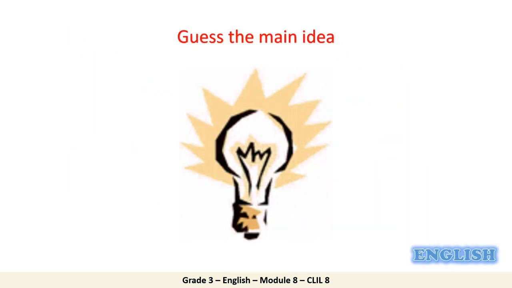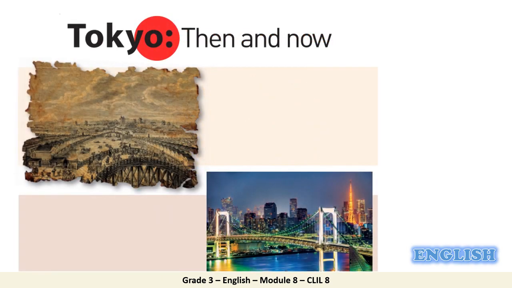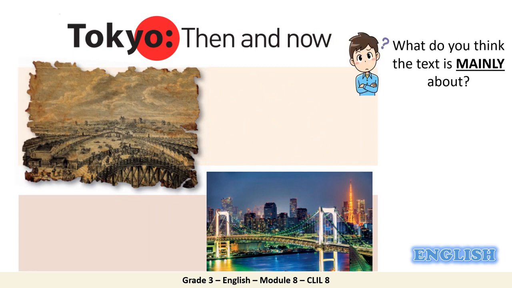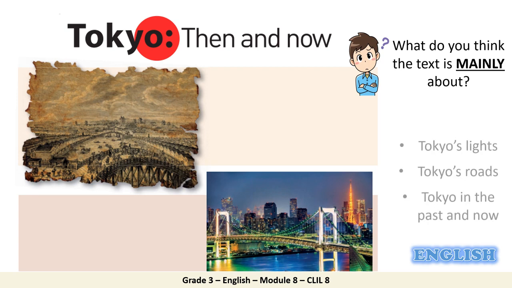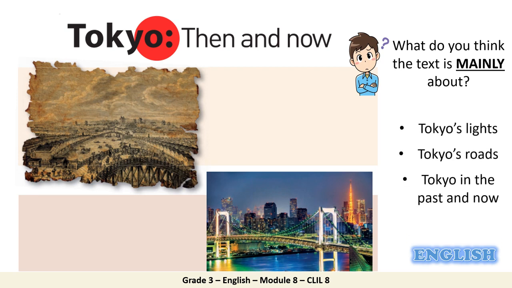And now it's time to guess the main idea of the text that we'll be reading today. Look at the pictures and read the title. What do you think the text is mainly about? Is it about Tokyo's lights? Tokyo's roads? Or Tokyo in the past and now? What do you think?